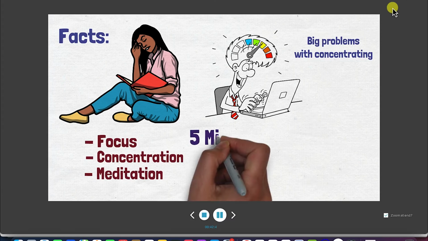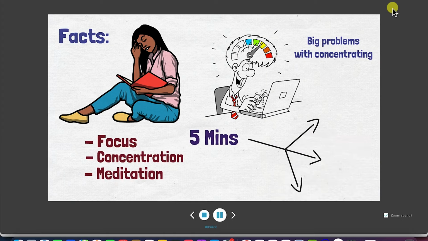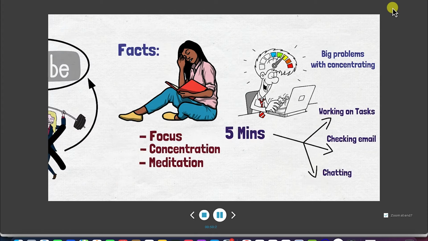In a single 5-minute span, the average person will divide their time between working on a task and checking emails, chatting with a couple of friends, and using their smartphone.